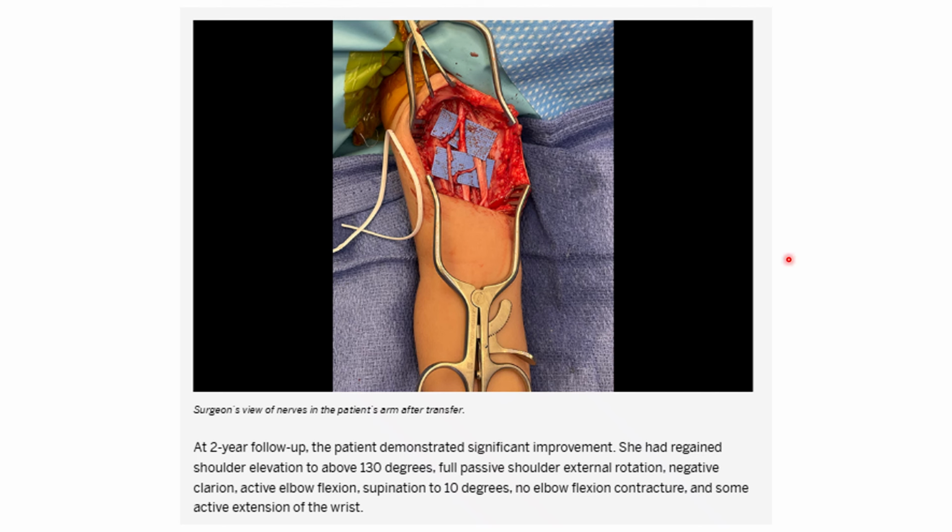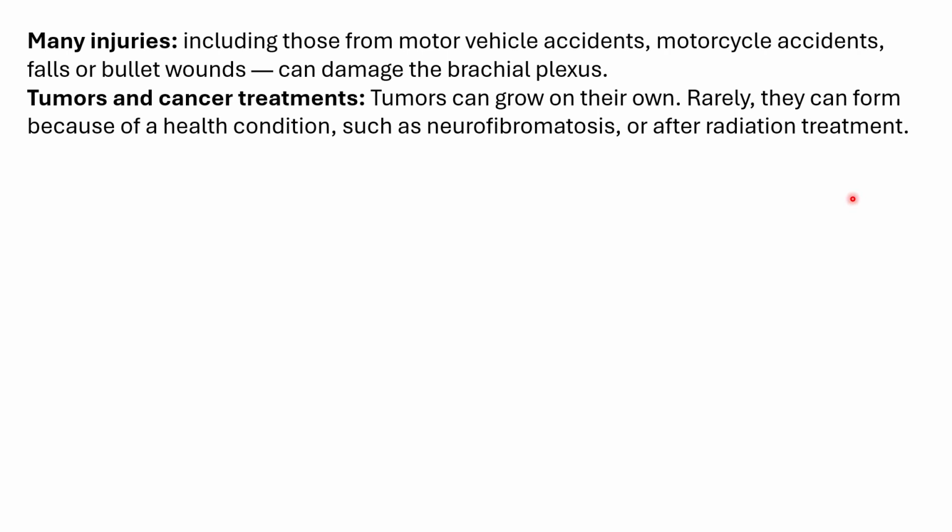Okay, so as you can see, brachial plexus injuries are very complicated, and there's actually a follow-up of 2 years to have a real-time improvement. Okay, so be careful when you're doing it. Many injuries, including those from motor vehicle accidents, motorcycle accidents, falls or bullet wounds, can damage the brachial plexus. Tumors and cancer treatments: tumors can grow on their own. Rarely they can form because of a health condition such as neurofibromatosis or after radiation treatment. Okay.